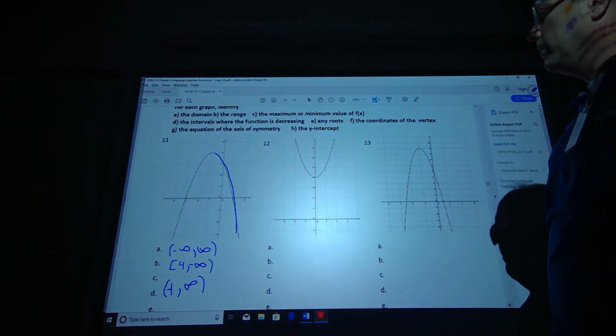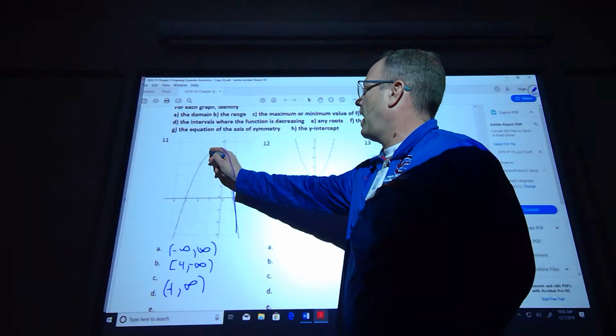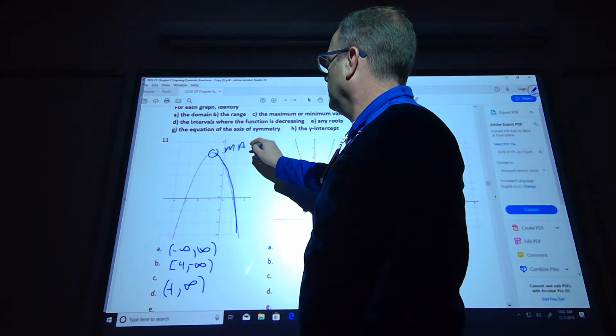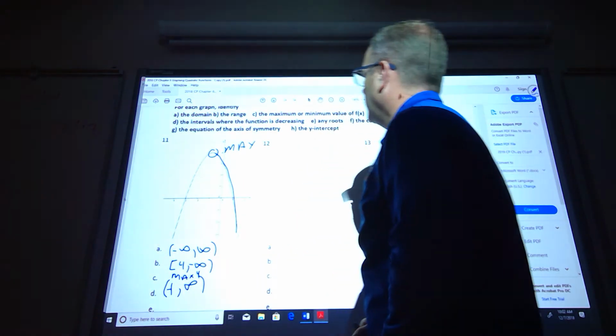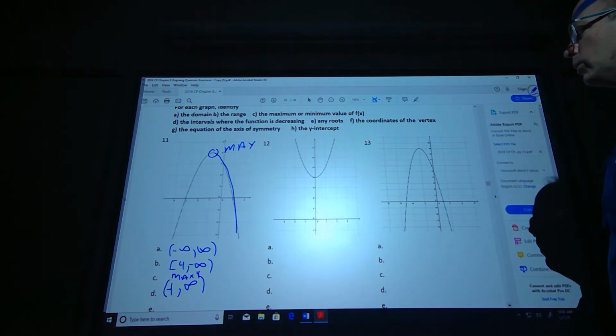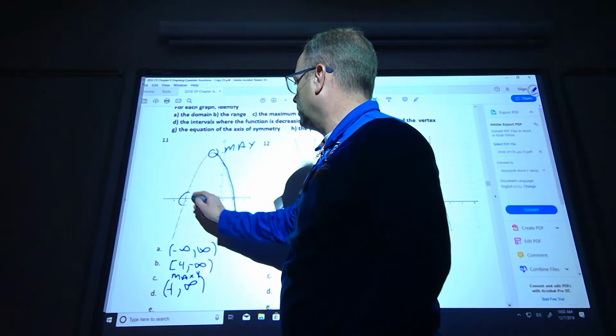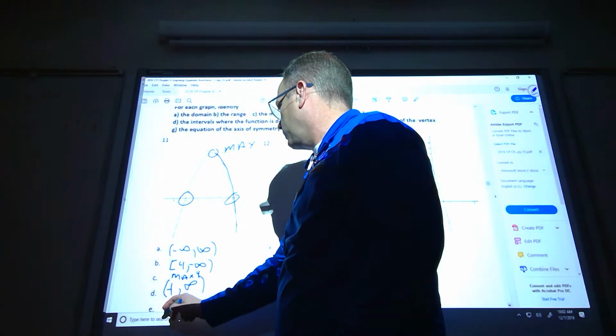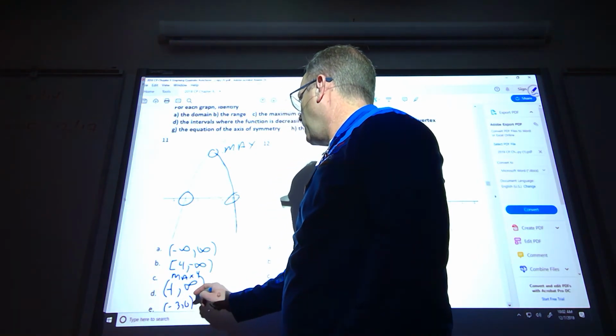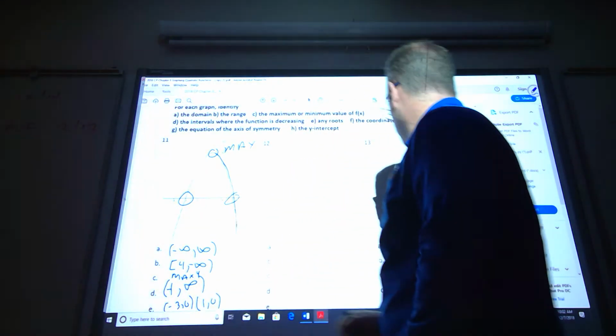Oh, the maximum or minimum value is C, so this is a max value right here. So our maximum value is at 4. And then we already answered D. E, any roots, it does appear that it crosses here and here. So my roots are going to be negative 3, 0, and 1, 0.